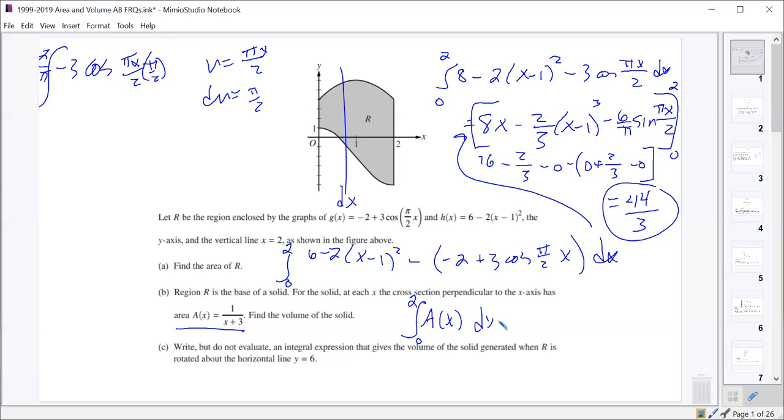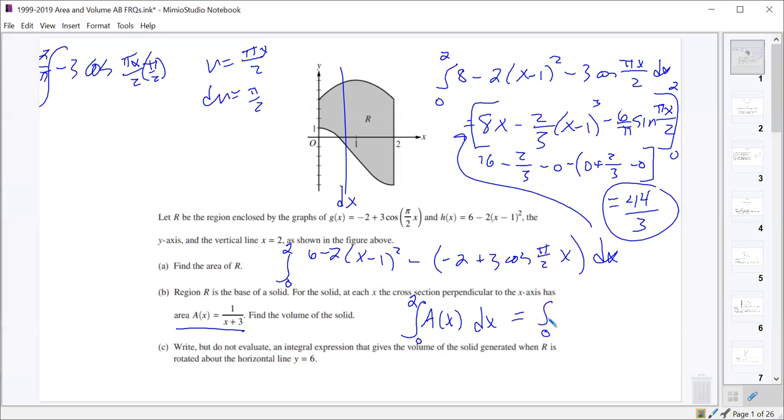Right, that was the formula, right? The integral from a to b, in this case 0 to 2, of the area. In the past we had to find a formula for the area. Usually on the AP test, you have to find a formula for the area. This year, whatever year this one was, they didn't require you to do that. They said, here's your area.